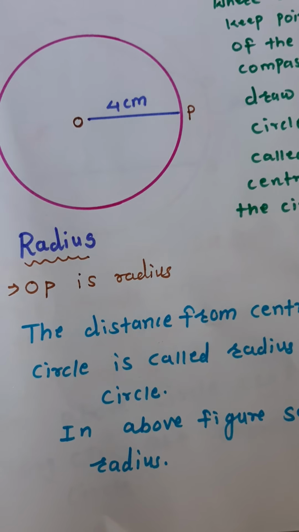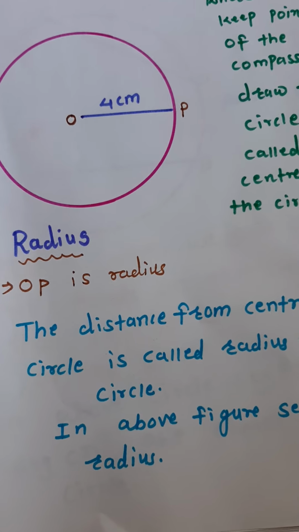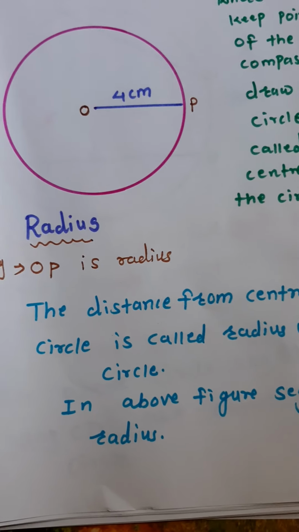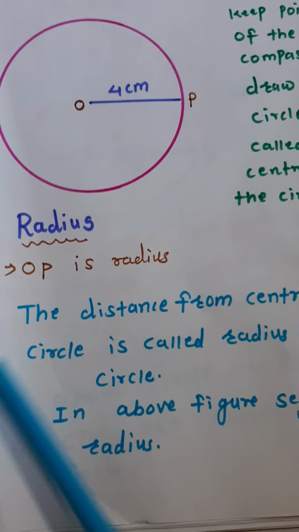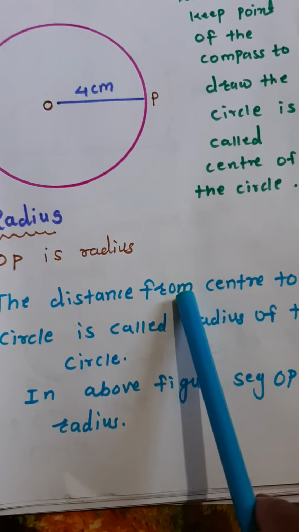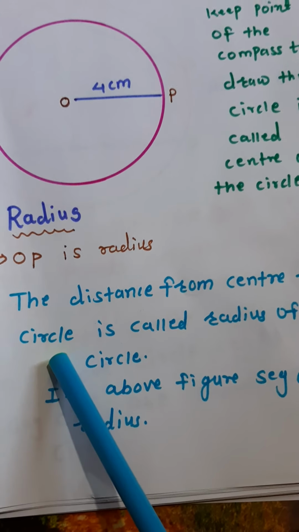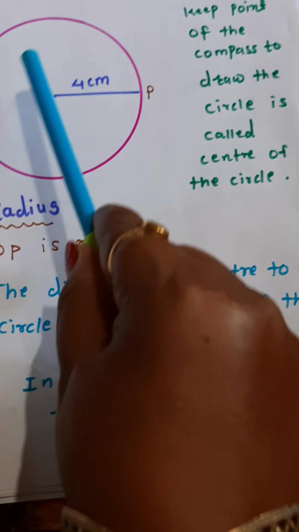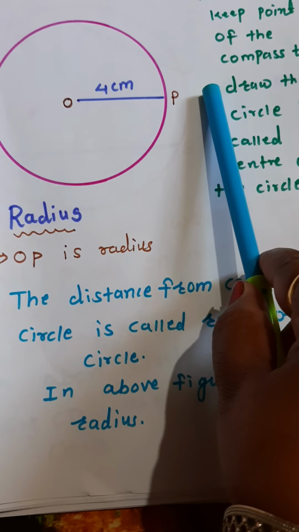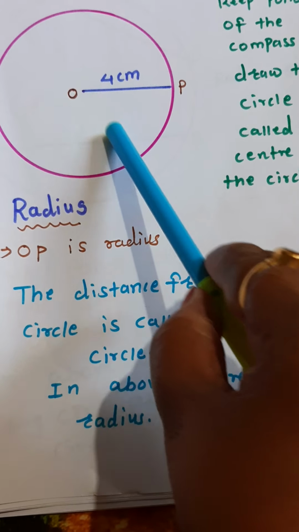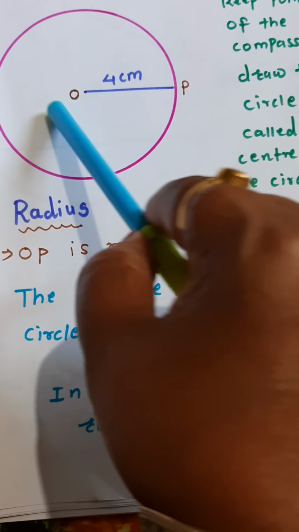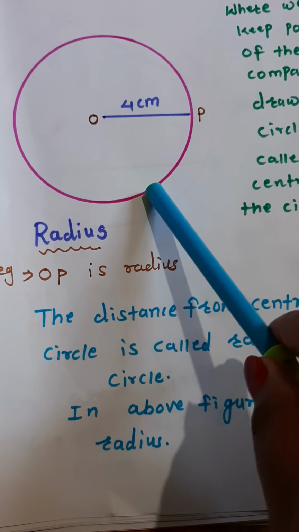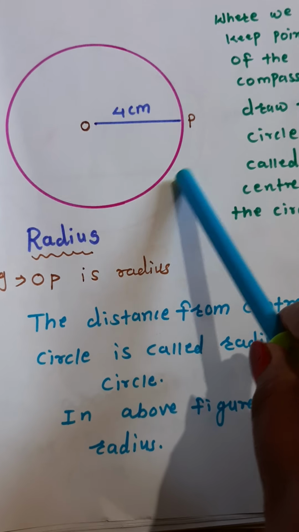Now in this figure, segment OP is a radius. What is the simple definition of radius? The distance from center to circle is called radius of the circle. In the above figure, segment OP is the radius. We can draw infinite radii, meaning in any direction from center to circle. Everywhere you can draw the radius. One radius, many radii.